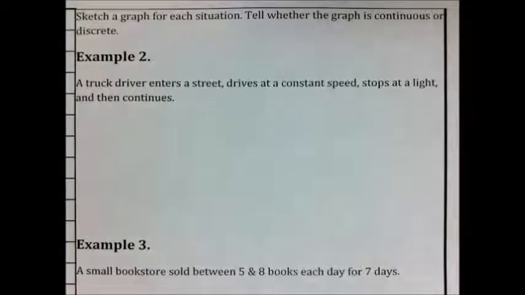For example 2 and 3, we're supposed to sketch a graph for each situation and tell whether the graph is continuous or discrete. Example 2 says a truck driver enters a street, drives at a constant speed, stops at a light, and then continues. So let's stop this video and then let's draw a graph.